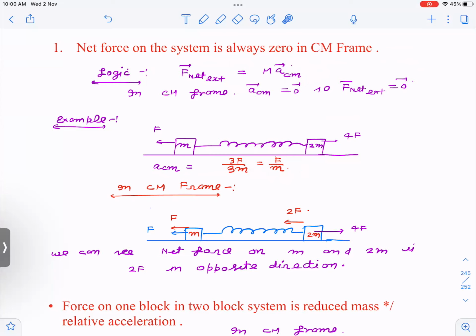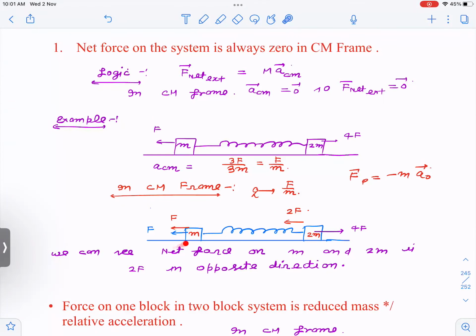If this is f by m, then in CM frame, which is a non-inertial frame, CM is now moving with an acceleration of f by m. So when you are moving with f by m, then with respect to you there is a pseudo force. What is the pseudo force? Pseudo force is equal to minus m a naught, right? Mass of the body times acceleration of the non-inertial frame. Here, the acceleration of the non-inertial frame is f by m, and mass is m. So the pseudo force, this red color I have highlighted, is the pseudo force, and this was the force originally applied.